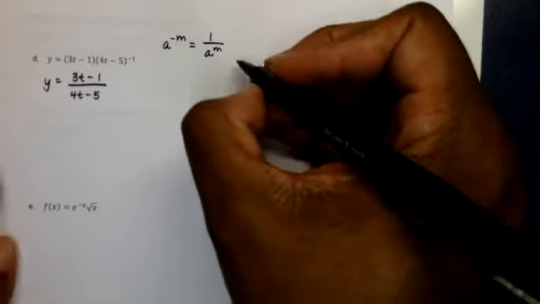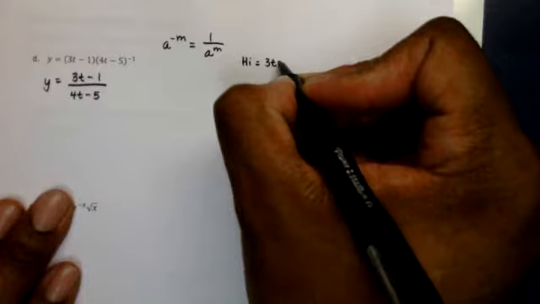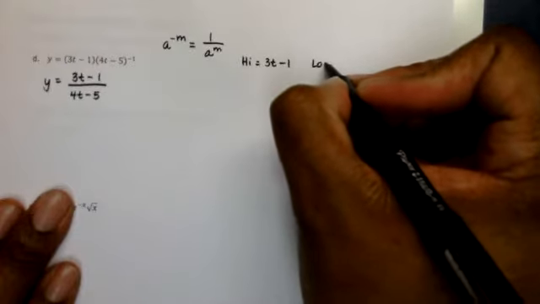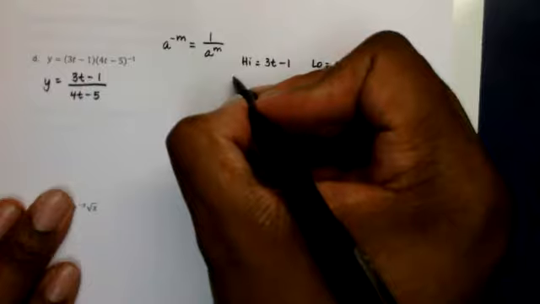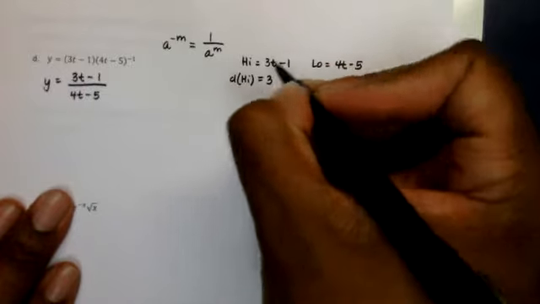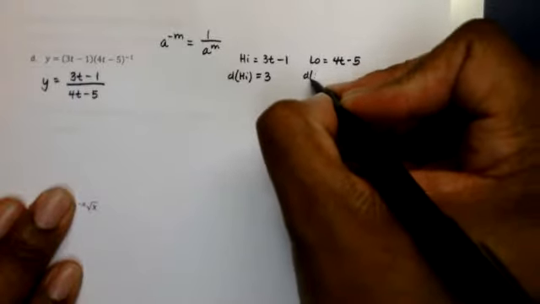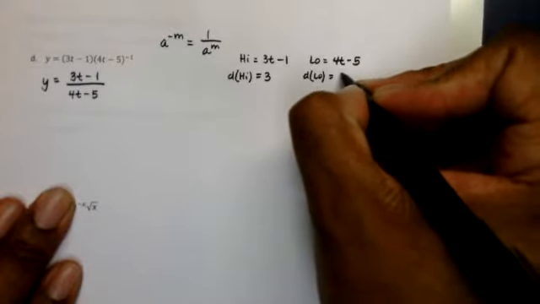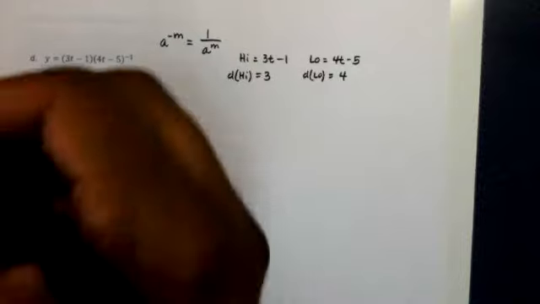So I'm going to identify the high, which is 3t minus 1. The low is 4t minus 5. The derivative of the high is just simply going to be 3. And the derivative of the low is simply going to be 4. Now we use the quotient rule.